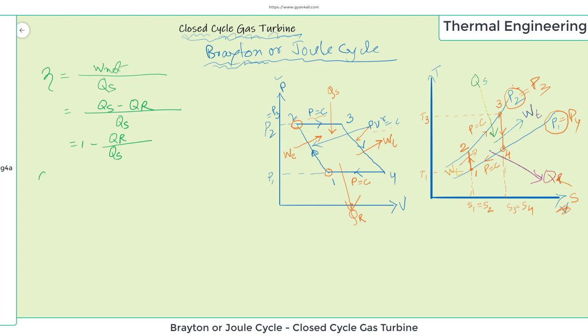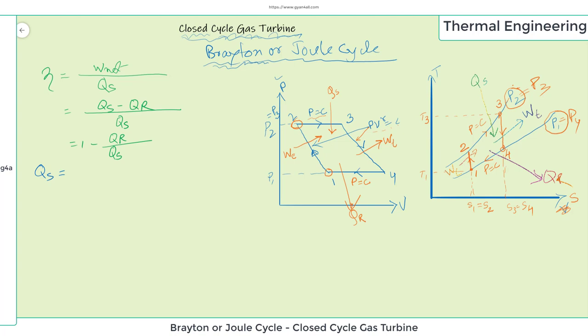Now you tell me, what is QR? Say first we'll find out what is QS, what is the heat supplied during this process. QS is equal to how much? In which process is the heat supplied? Process 2-3. Good. That is a constant pressure process. So you just remember the heat transfer in a constant pressure process from thermodynamics.